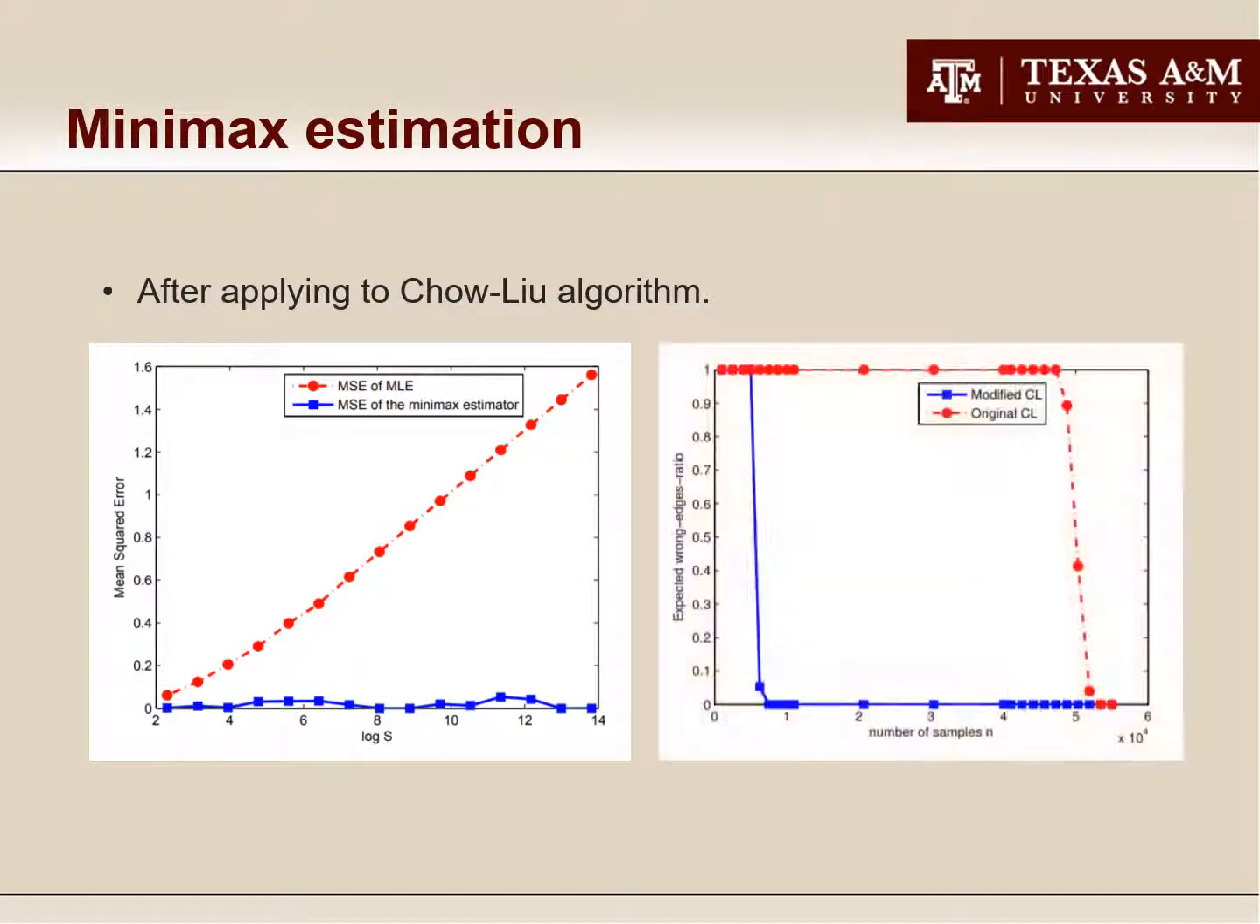And the result on the right shows that the expected rate-edge ratio decreased much earlier for the modified Chow-Liu algorithm than for the original Chow-Liu algorithm. When we applied the minimax estimation, the number of samples we need decreased a lot.